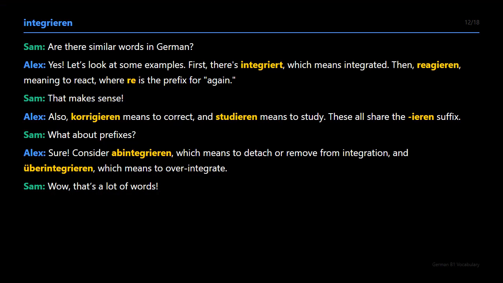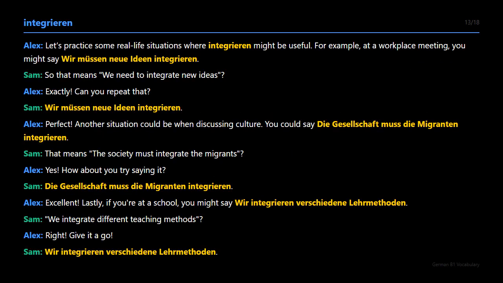Let's practice some real-life situations where integrieren might be useful. For example, at a workplace meeting, you might say, Wir müssen neue Ideen integrieren. So that means we need to integrate new ideas. Exactly. Can you repeat that? Wir müssen neue Ideen integrieren.